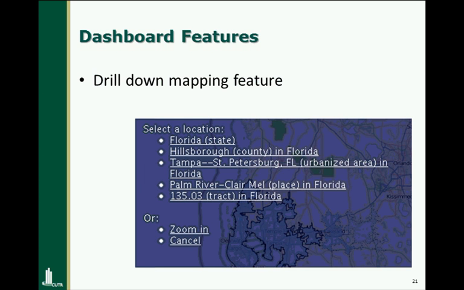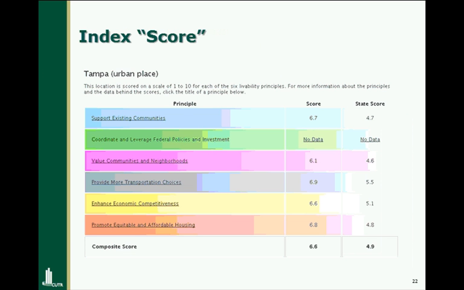And when you click in this or select in the text feature, you would end up seeing the index scores for the area that you selected. What we're looking at now is the urban place. As you can see, the characterization of Tampa is at the very top, and it gives you the score for the urban place that you're looking at in Tampa, and then it gives you the state score.